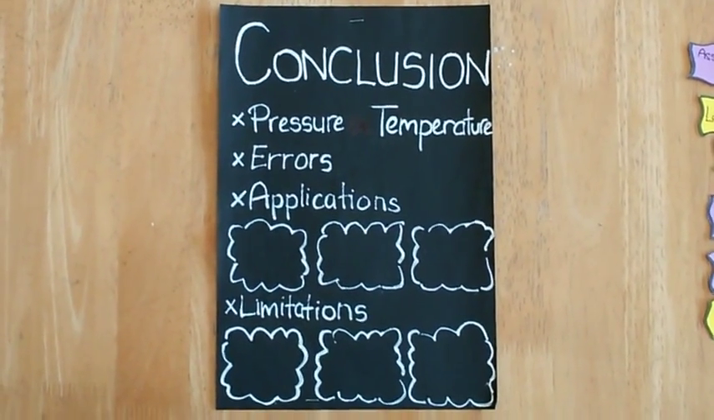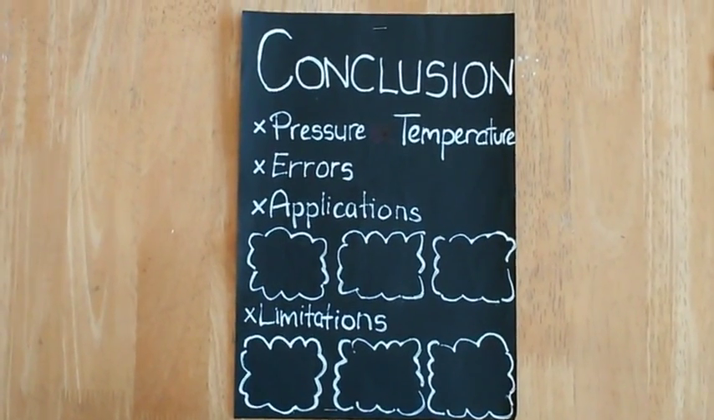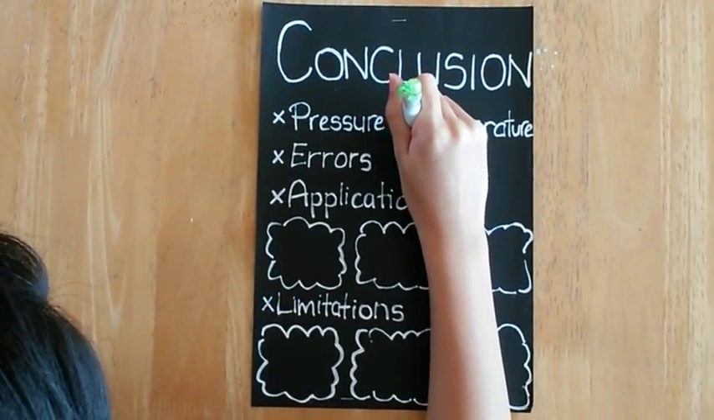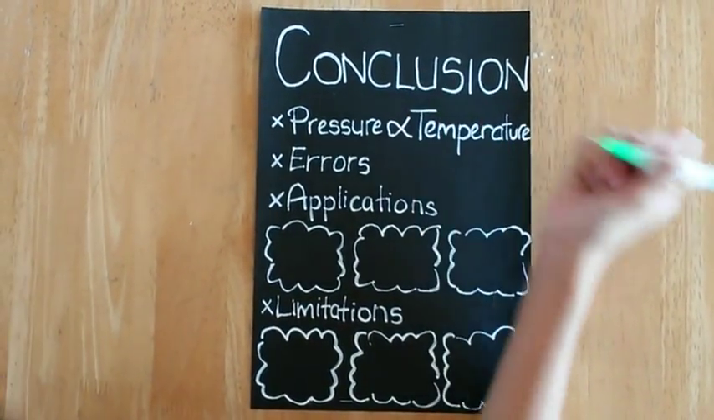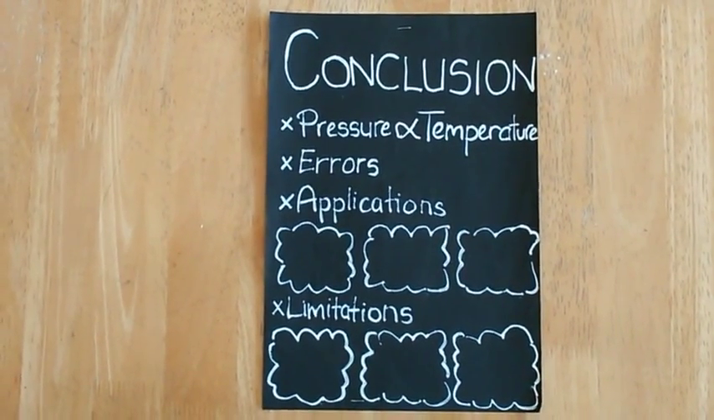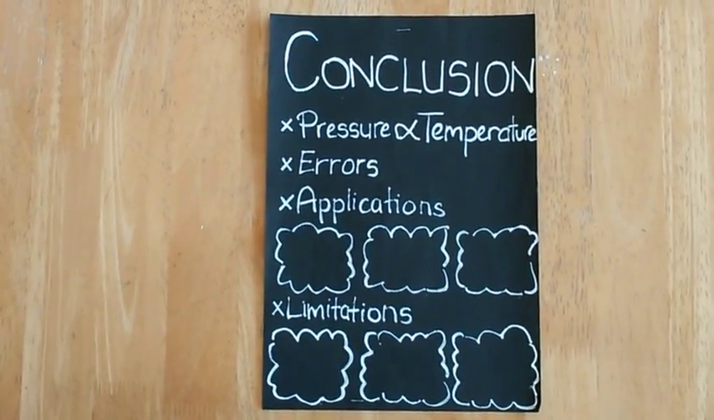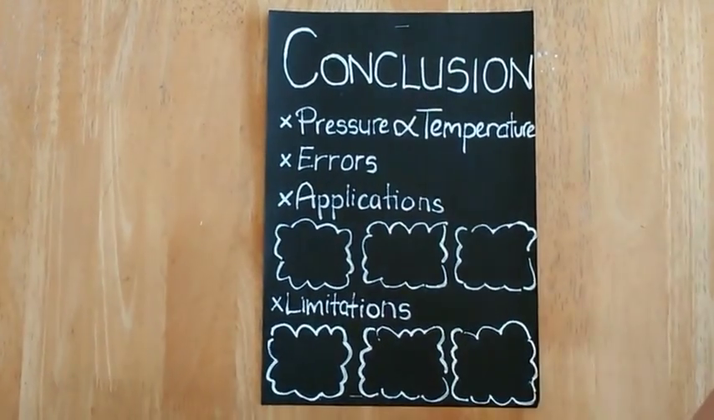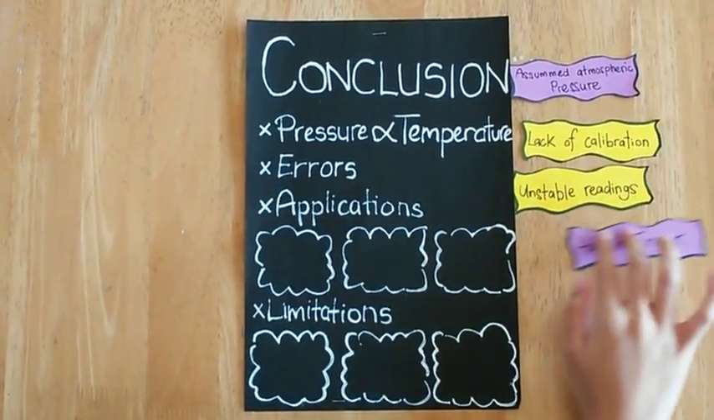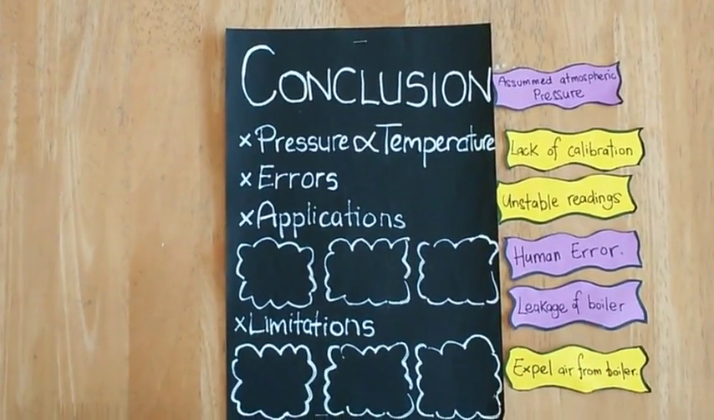The relationship between pressure and temperature values of saturated steam was established. As the pressure increased, the temperature increased as well. Both pressure and temperature are directly proportional to each other. Besides that, the obtained saturated temperature and pressure were compared with the steam table, and there was a slight deviation. This deviation is due to several sources of error, such as assumed atmospheric pressure, lack of calibration, leakage of the boiler, and human error during recording of experimental values.